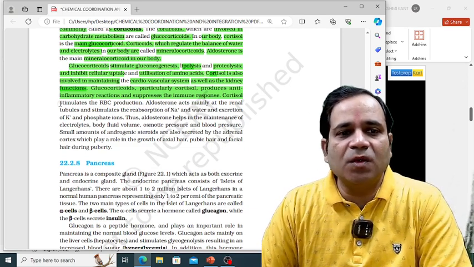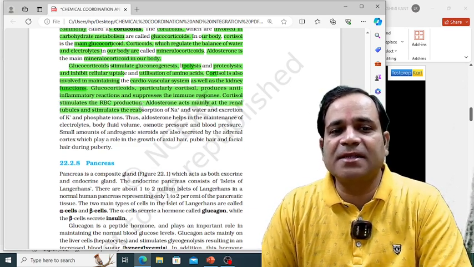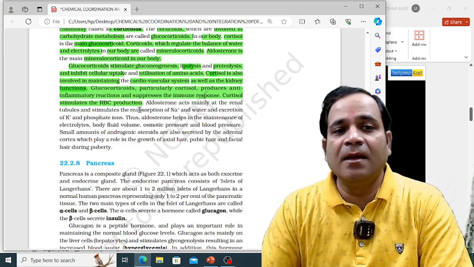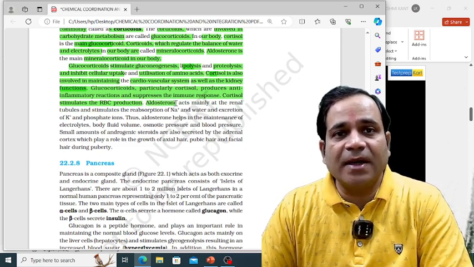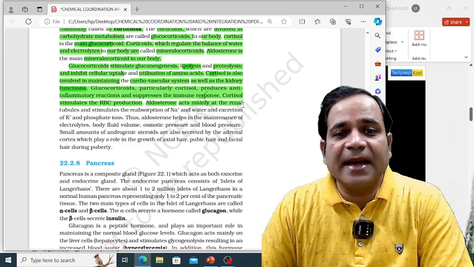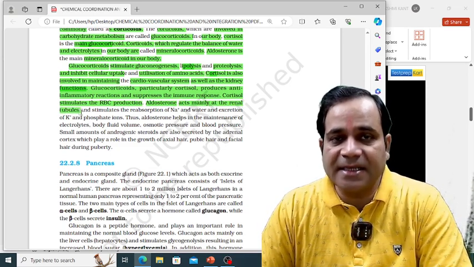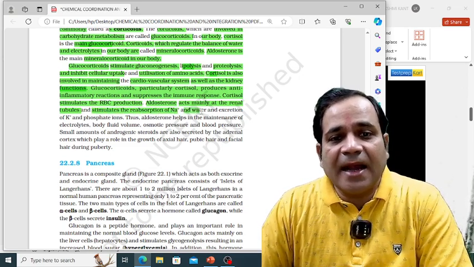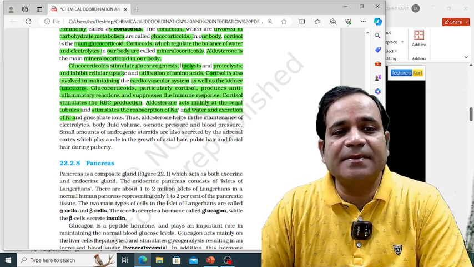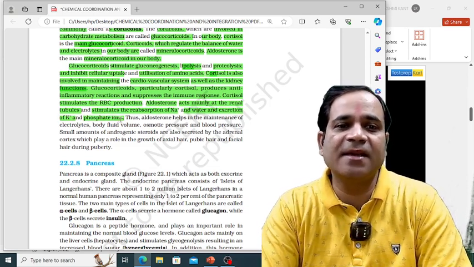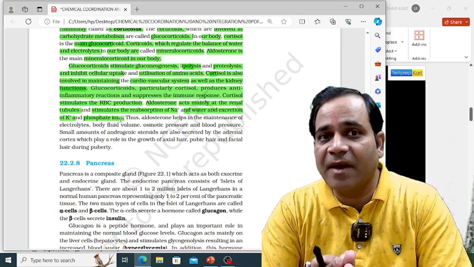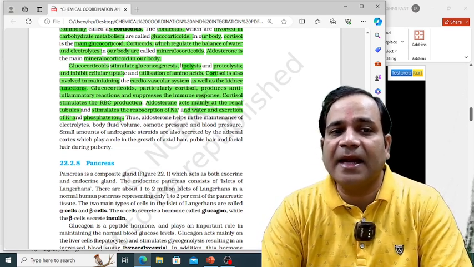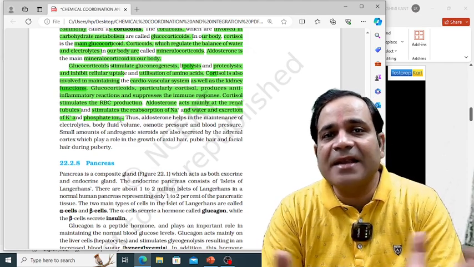Cortisol also stimulates RBC production, the production of red blood cells. Now see, aldosterone. Aldosterone acts mainly at the renal tubule, which is found in the nephron, and stimulates the reabsorption of sodium and water, and excretion of potassium and phosphate ions. This is very important to understand: aldosterone acts mainly at the renal tubule and stimulates the reabsorption of what?